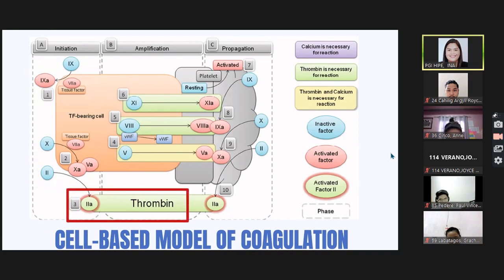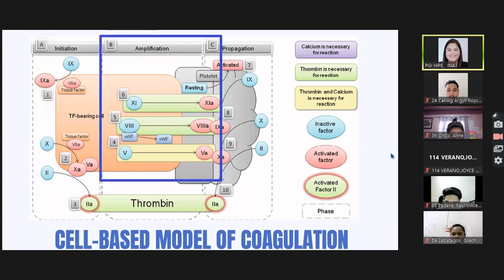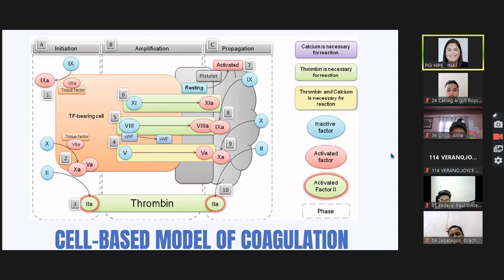So we have to be familiar with which phase calcium plays a role in. During the amplification phase, platelets adhere to the extracellular matrix at the injury, and then become activated upon exposure to thrombin and other stimuli. And in the propagation phase, the tenase or the factor 8 and 9 complex and the prothrombinase complex are assembled on the platelet surface, which leads to a large generation of thrombin and fibrin. So that's the propagation phase.